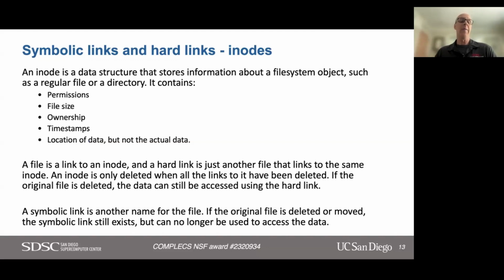So if we're working with symbolic links and hard links, it's useful to know just a little bit about inodes. An inode is a data structure that stores information about a file system object, such as a regular file or a directory. You could think of the inode as containing metadata, where the file itself would contain your data, but the inode would contain information such as the permissions, the read, write, and execute permissions for the owner, for the group, and for the world.